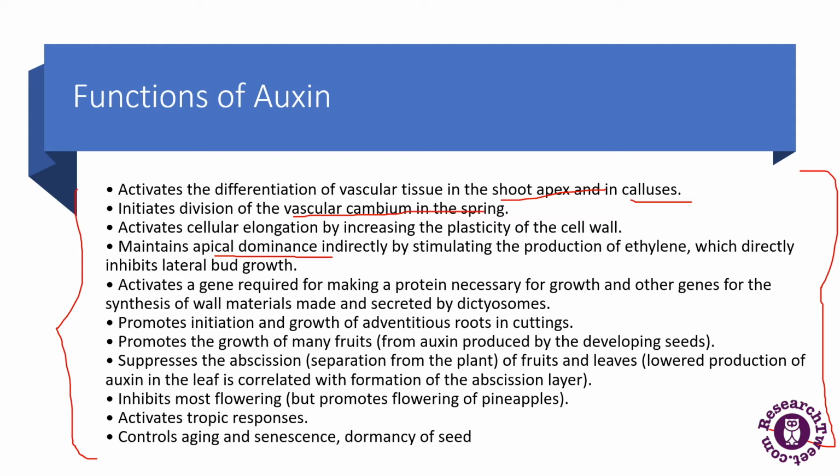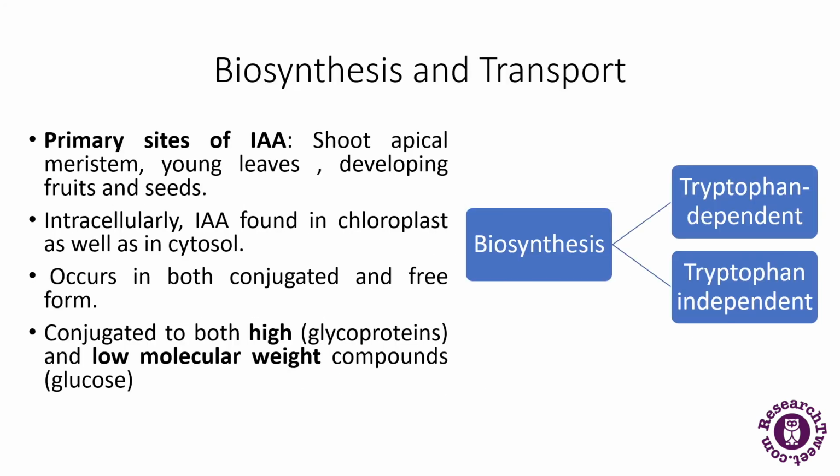It activates genes required for making proteins necessary for growth, and other genes for the synthesis of wall materials made and secreted by dictyosomes. These are all the functions that play a major role in the plant. It promotes growth in many fruits, and the initiation and growth of adventitious roots in cuttings. There is control of aging and senescence, and of seed dormancy, and it activates the tropic response. The tropic response we will discuss in detail in the next slides. So these are all the functions of auxin.